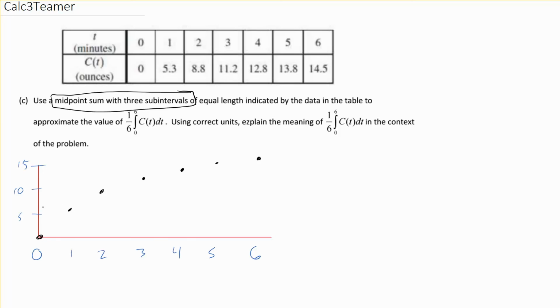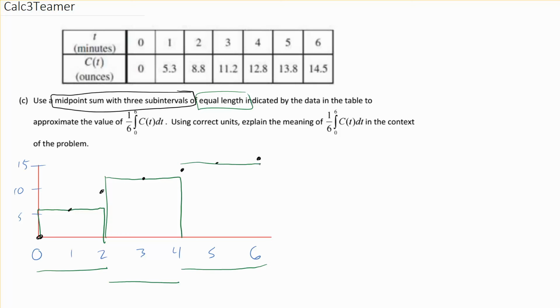If you graph this, it is appropriate to understand that 3 subintervals would be 1, 2, 3, of equal length. So the length of each one is 2. Once you look at it that way, it's pretty easy to see that's the midpoint, that's the midpoint rectangle, and that's your midpoint rectangle. Once you make sense of that in your head, really you're just calculating the area of a rectangle.